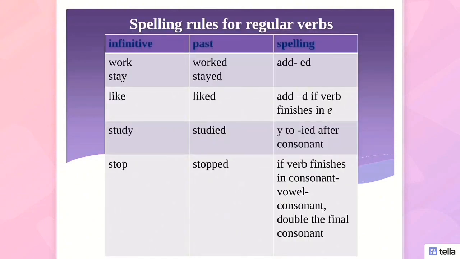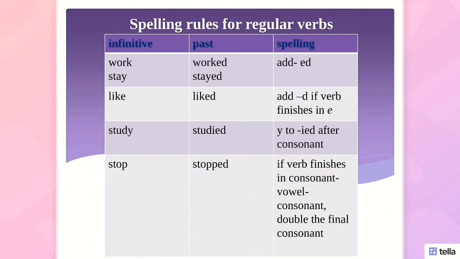And right now it's time to consider spelling rules for regular verbs while adding ed. If we have common regular verbs such as work or stay, then we just add ed to make the past form. For example, work, worked, stay, stayed. But if our verb has e in the end, then we have to add d, but not ed, to make its past form, as in the example, like, liked. You see, there is no double e in the word liked. There is just one e.